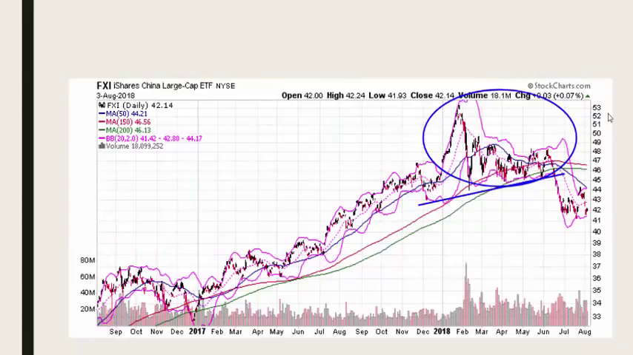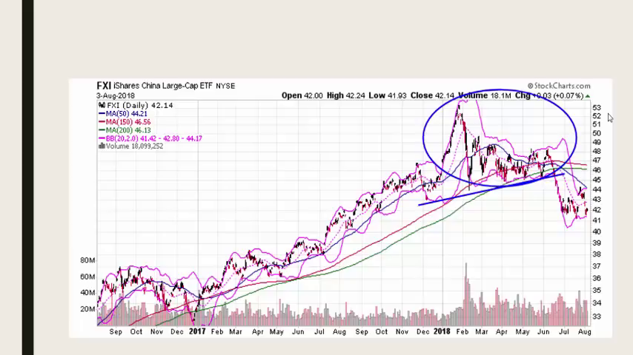So this is FXI. It's an ETF for China, and China made a peak in January, just as the U.S. stock market made a peak in the Dow and the S&P and the NASDAQ, and pulled back. China pulled back, but it didn't bounce back up like the NASDAQ did, and instead it went sideways with a support level on this ETF at approximately $45.